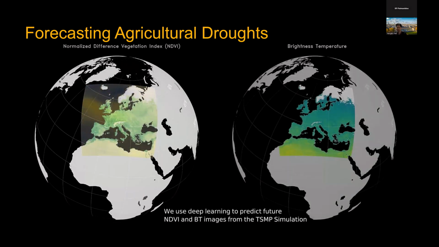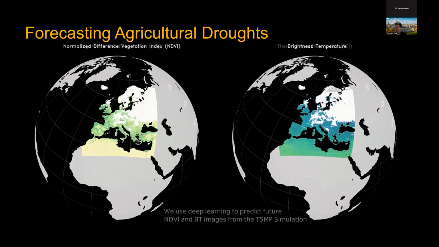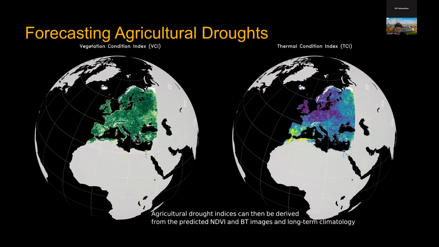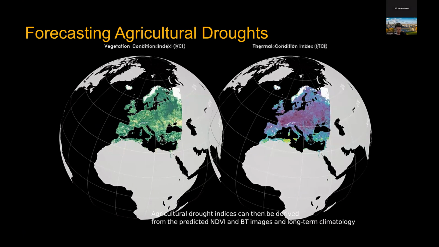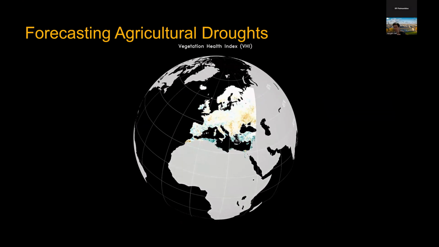So we have run a simulation, and from the simulation we actually predict NDVI and brightness temperature. These are not variables which are part of the simulation. This is showing what the predictions are for Europe. Then both indices are combined to compute a vegetation health index.